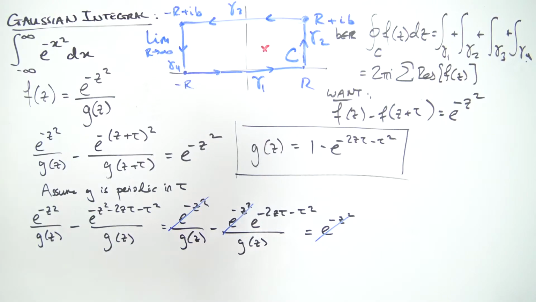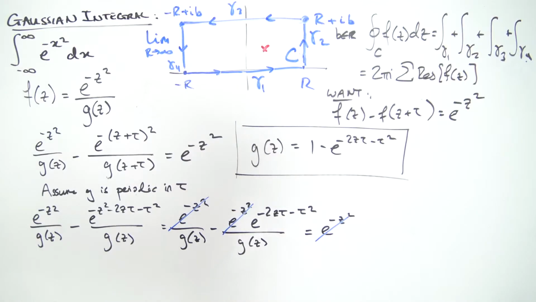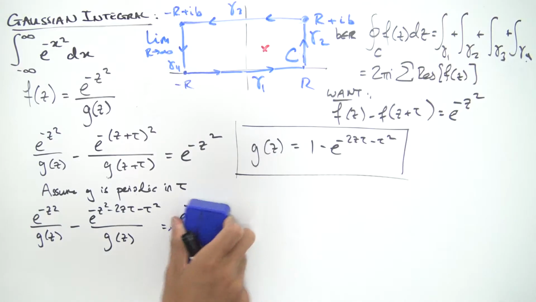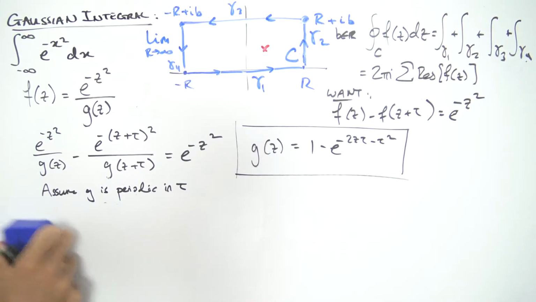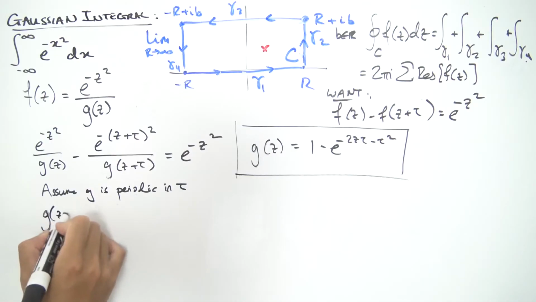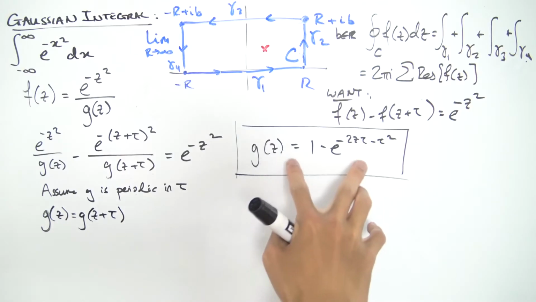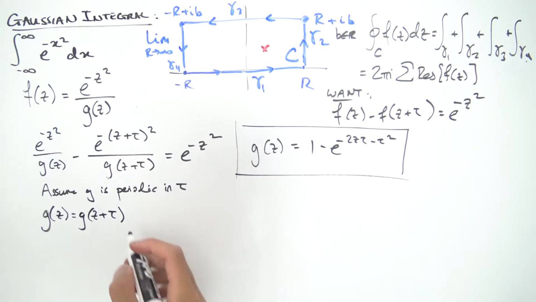It's not quite a complete definition because we also still don't know what tau is equal to. So how do we figure out what tau is equal to? Well, we simply just use the fact that g is periodic in tau. And if g is periodic in tau, well, what does that mean? It means g of z is equal to g of z plus tau. So g of z is equal to g of z plus tau. Let's use our definition of g of z that we have so far.